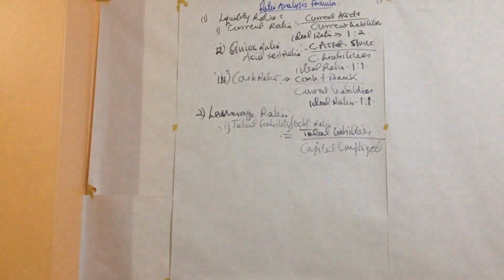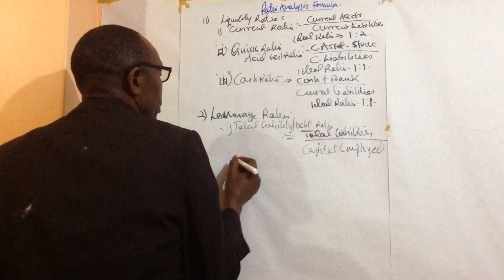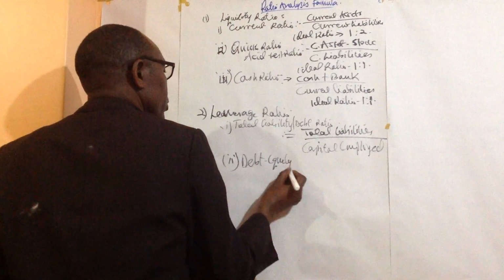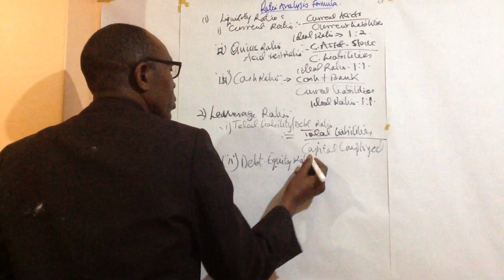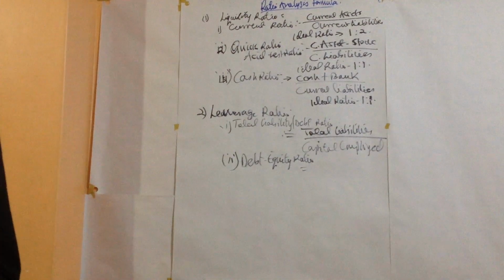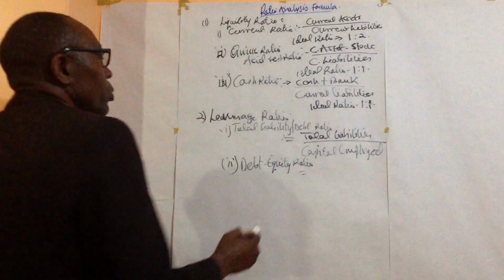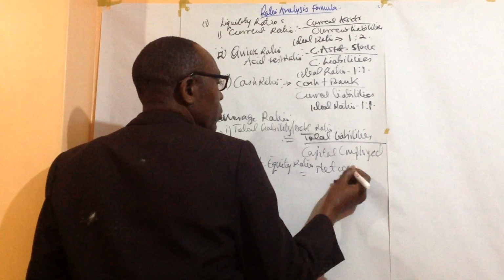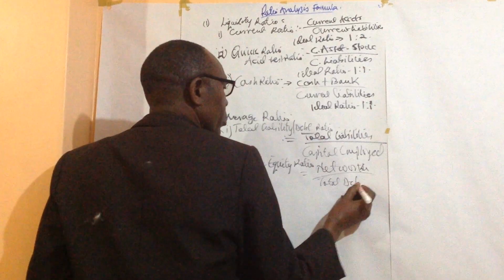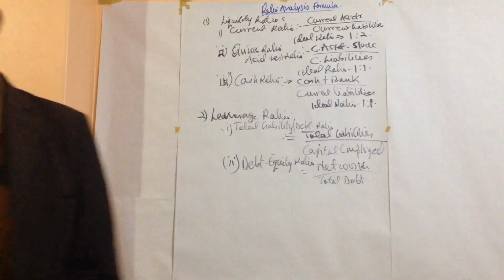Then you have the debt equity ratio. The formula I said is the net worth over the total debt. The net worth, that means the equity, over the total liabilities that we have.